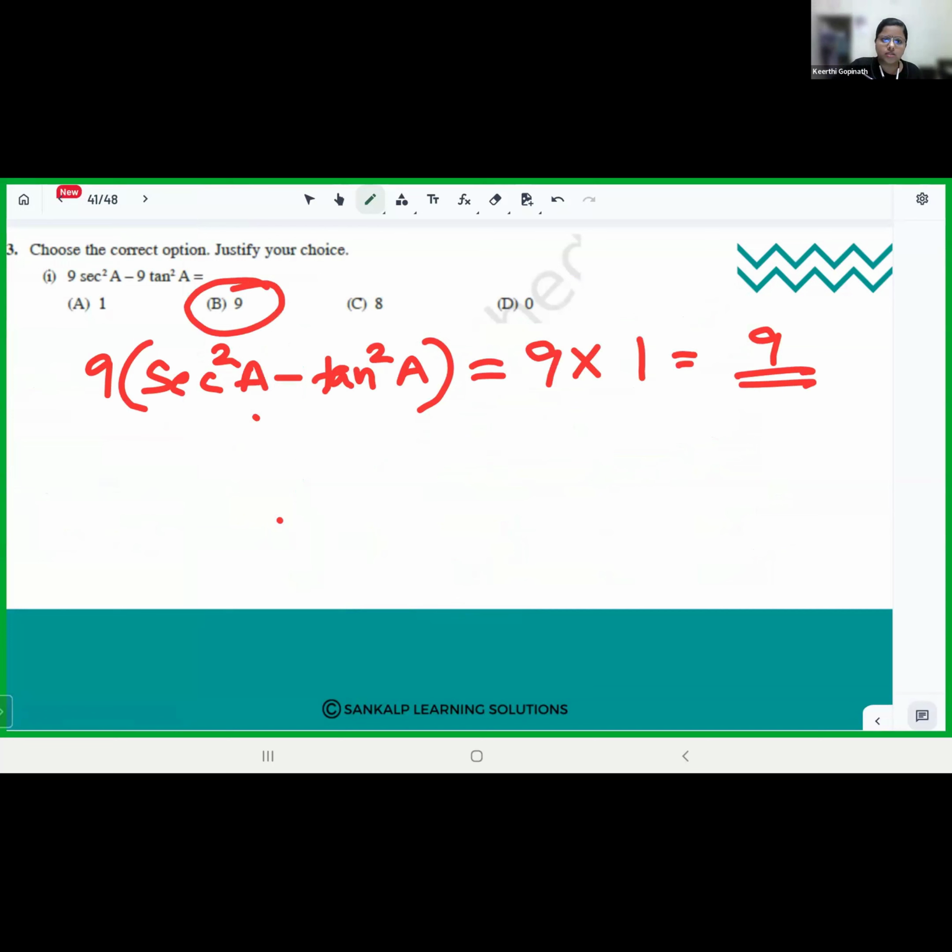So justify your choice means you not only write the option, you also write the step, how you obtained it. That is, sec square A minus tan square A value is 1. So 9 into 1 will give you 9.